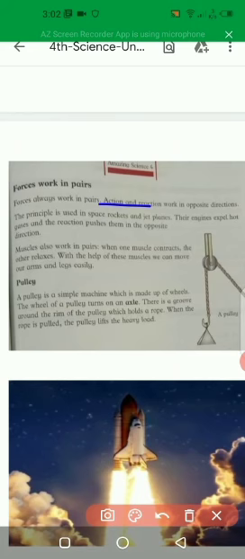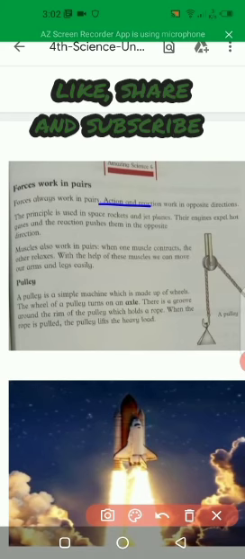Force always works in pairs. Action and reaction are two things. Action and reaction work in opposite directions. Here we have an example of a rocket. Burning of gases is the action and in reaction this rocket moves in an upward direction.